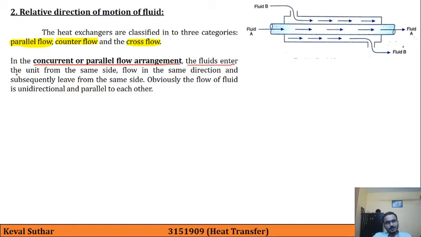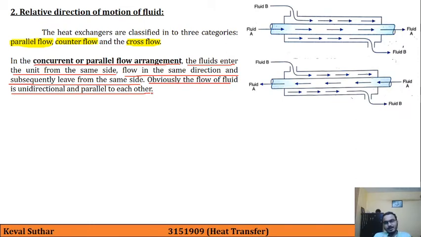The fluids enter the unit from the same side. So you can see the direction of fluid A and fluid B is same, that is they are coming from left hand side and they are going into right hand side. So they enter the unit from the same side, flow in the same direction, and subsequently they leave from the same side. Obviously the flow of fluid is unidirectional and parallel to each other.